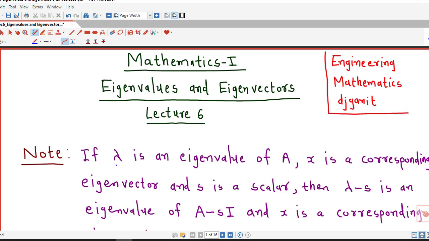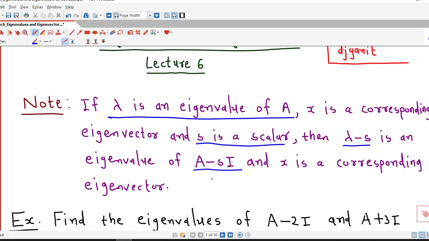Suppose lambda is an eigenvalue of a square matrix capital A, and suppose x is an eigenvector corresponding to eigenvalue lambda, and suppose s is any real number, that is s is a scalar, then lambda minus s is an eigenvalue of this matrix A minus s into I, where this I is an identity matrix of the same size as capital A, and the eigenvector of A minus s into I is exactly the eigenvector of capital A.